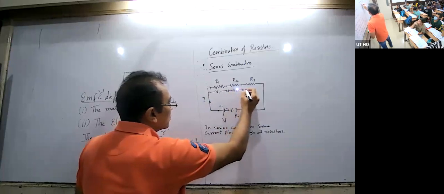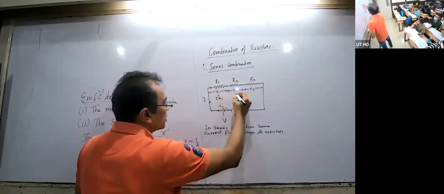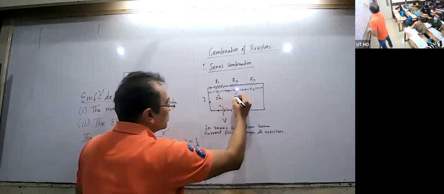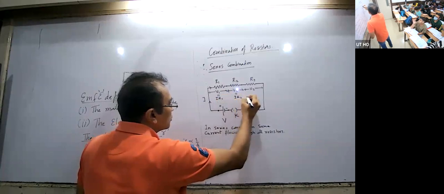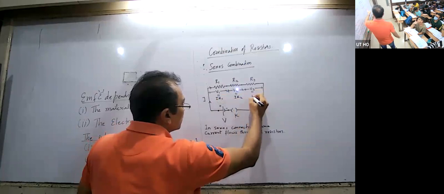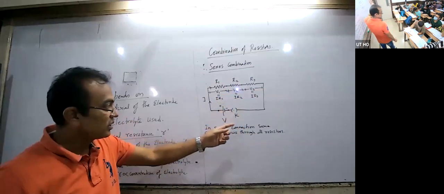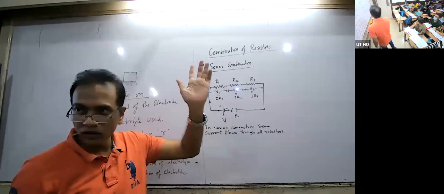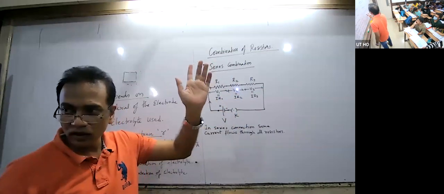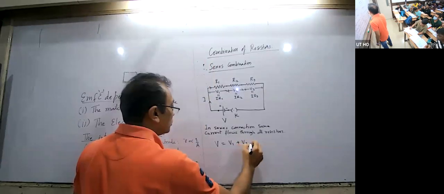What is V1? IR1. What is V2? IR2. What is V3? IR3. This is plain application of Ohm's law. So therefore, in series connection, this V is divided into IR1, IR2, IR3, right? So V is equal to V1 plus V2 plus V3, right?